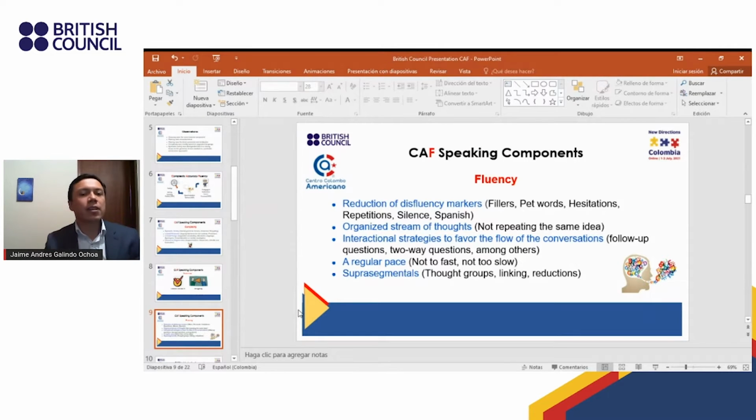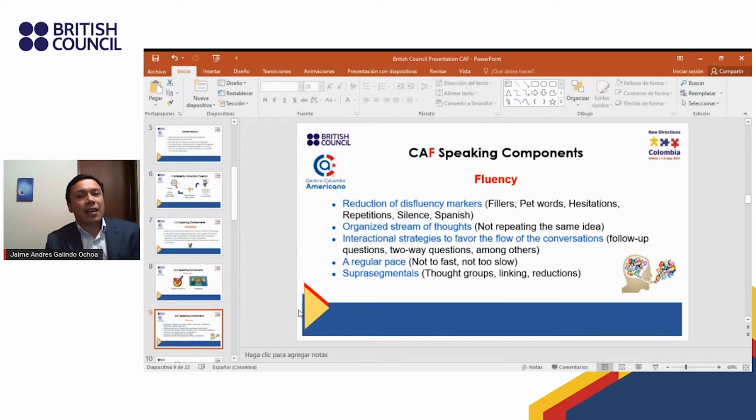Fluency, as shown in the observations, was the most misunderstood. So we created some definitions as well. For example, what's fluency? Fluency is the reduction of these fluency markers. That means helping students reduce, or creating strategies that help reduce, the number of fillers. Fillers is basically when students make that sound, pet words when we use a word too much, hesitations when we hesitate to say a word, repetitions when you repeat words, silence, or Spanish in our case. In your cases, it could be the mother tongue of students.